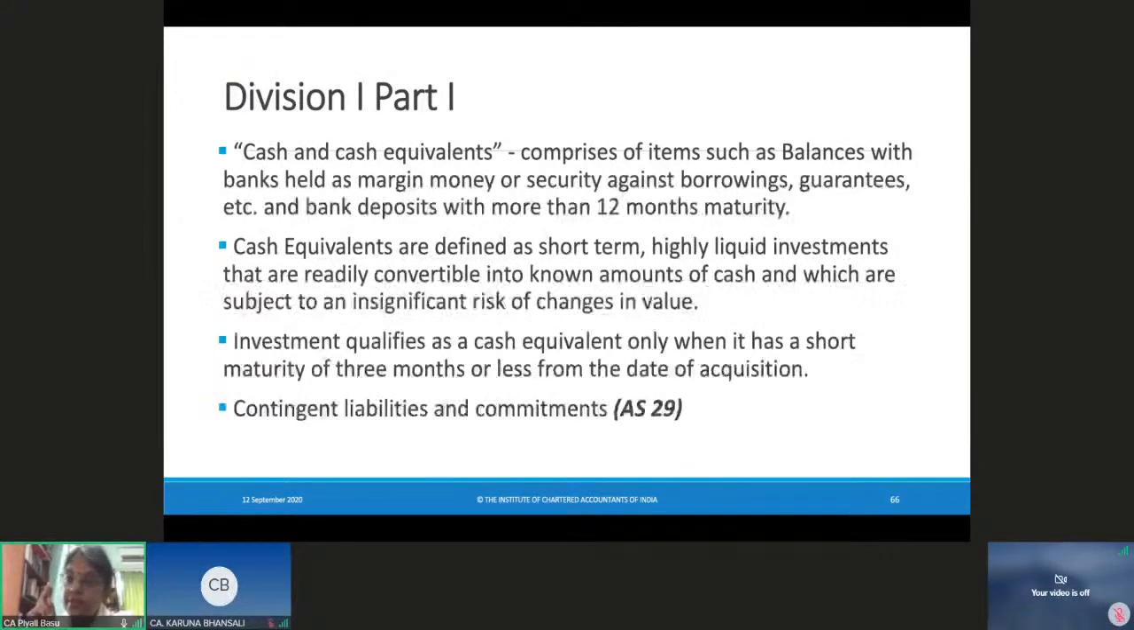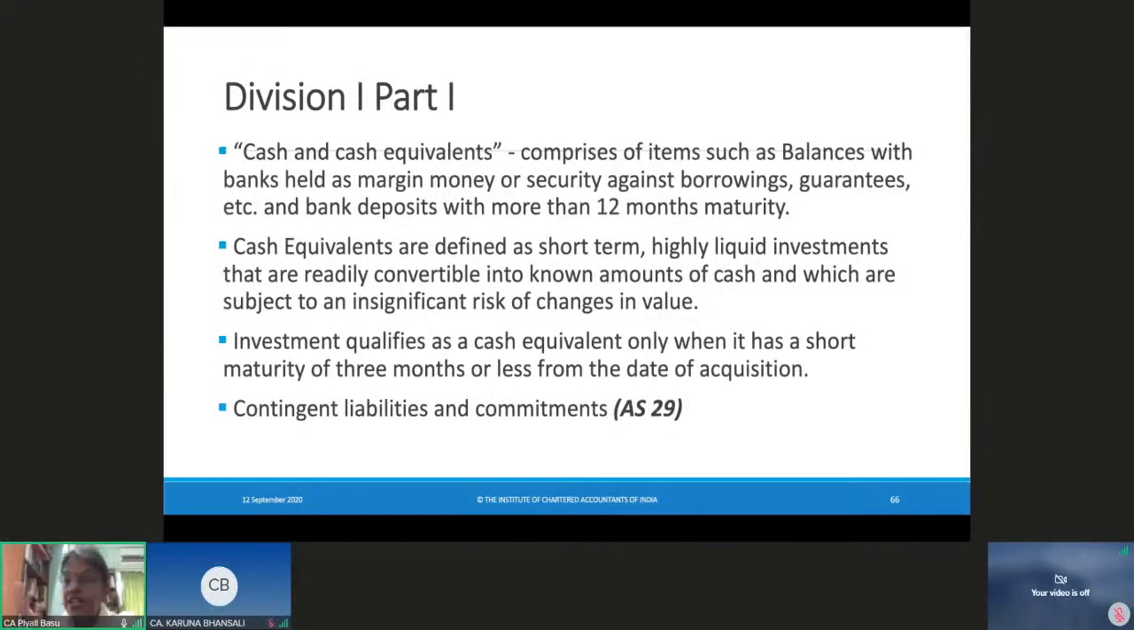So if it is held for trading, it is a non-current asset, like within 12 months. But if it is even shorter, a maturity of 3 months or less from the date of acquisition, that can be termed as a cash equivalent.